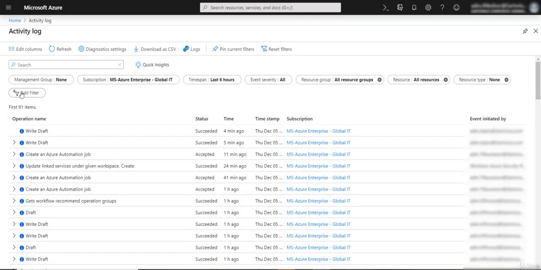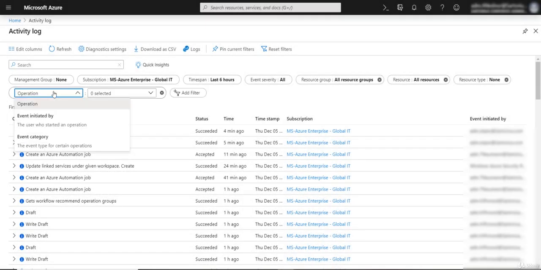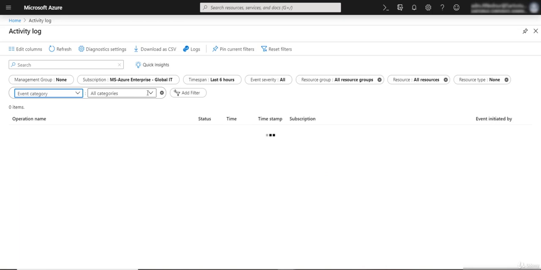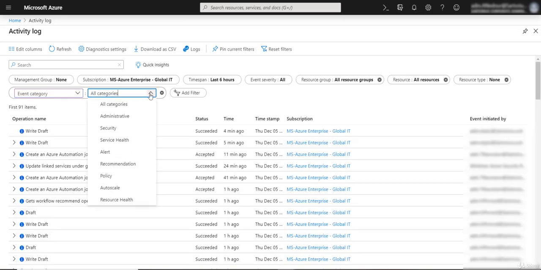Let's take a look at what we have under the event category section. Now under event category, I've got the following options like administrative, then there's service health, security, alert, recommendation, policy, autoscale, and resource health. Let's take a look at each one of them one by one.